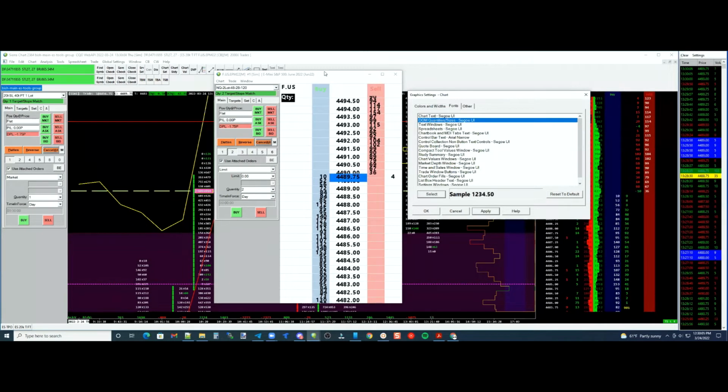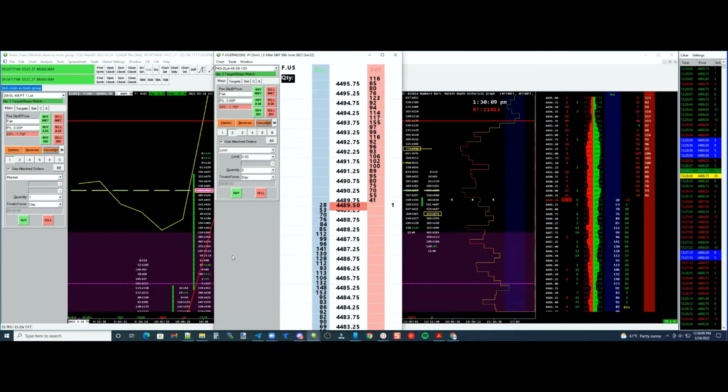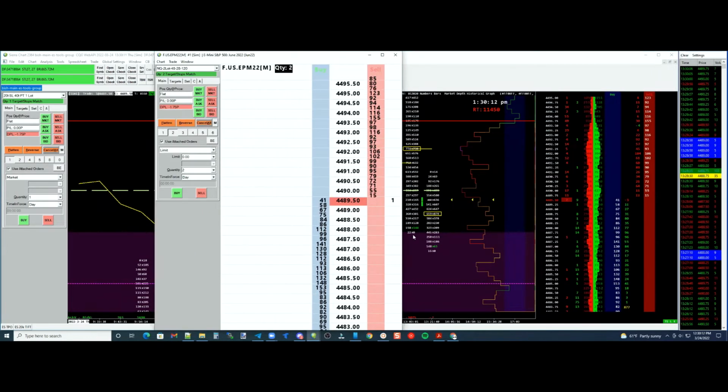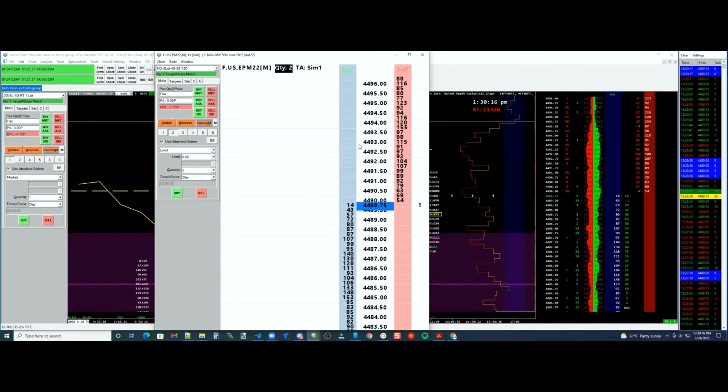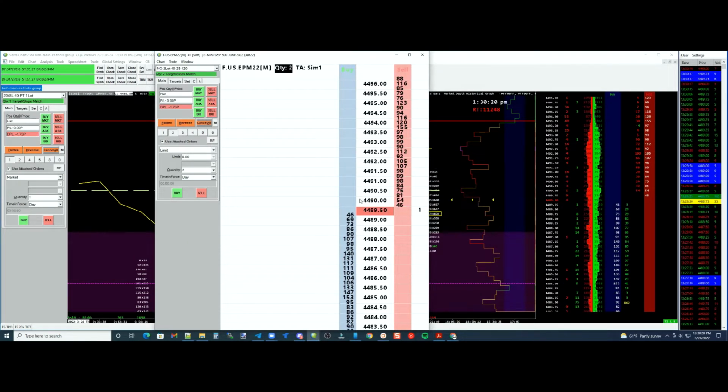So that is how you increase the font sizes. And believe me, I don't see so well anymore either. So we're in the same boat. But that's how you would increase the font size.